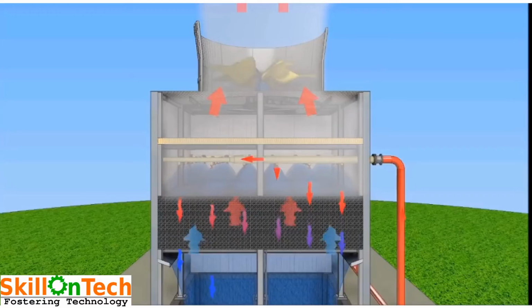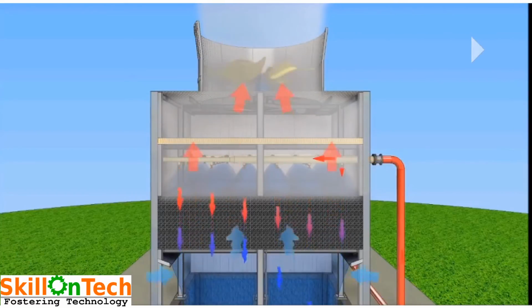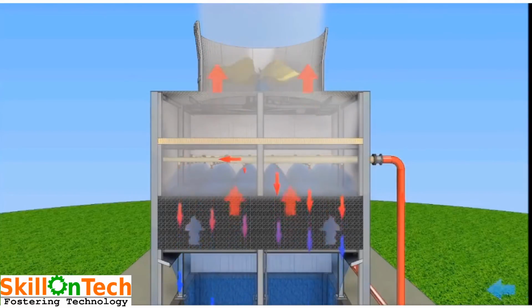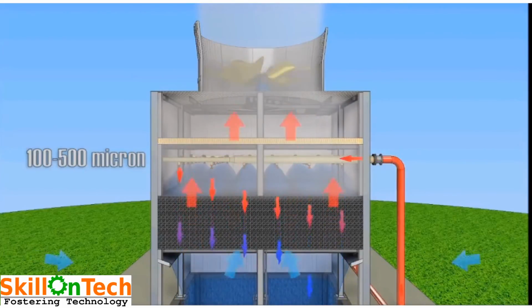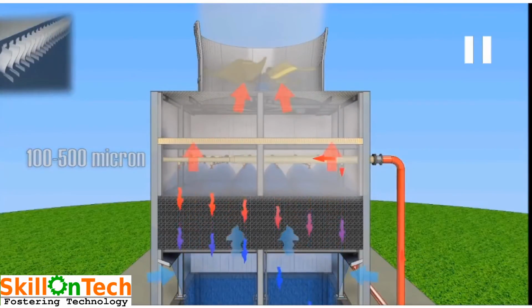Approach generally should be within the range of 3.5 to 4 degrees centigrade. If the approach of a cooling tower is more than 4 degrees centigrade, then we can say the cooling tower is not effectively working. The droplets of water which are sprayed from the nozzles over the PVC fills are in the range of 100 to 500 microns.